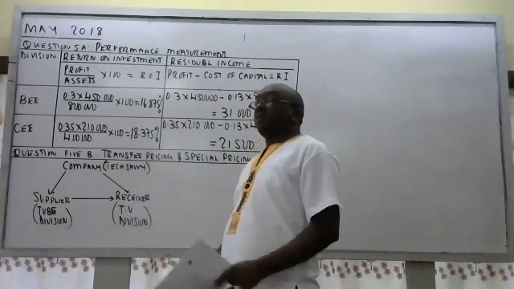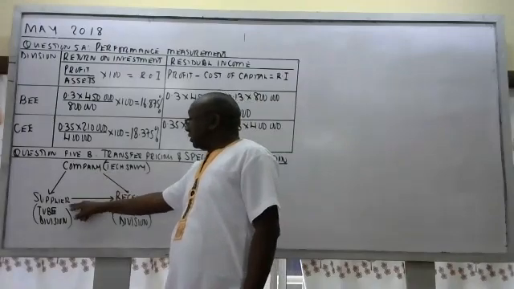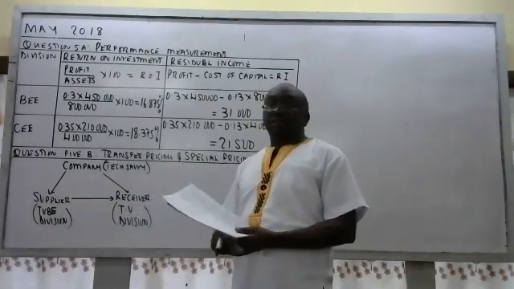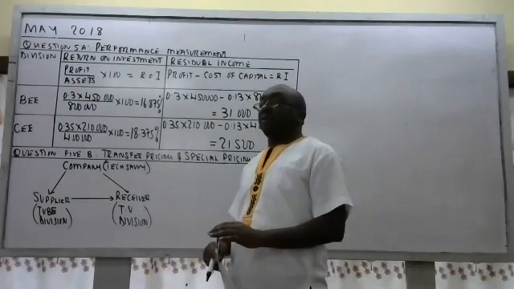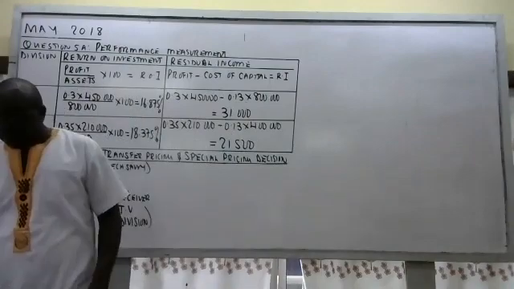And then the other point is the costs of the company are the costs of the supplier plus the costs of the receiver, excluding the transfer price. Those are the basics that you need to know anytime you see transfer price.